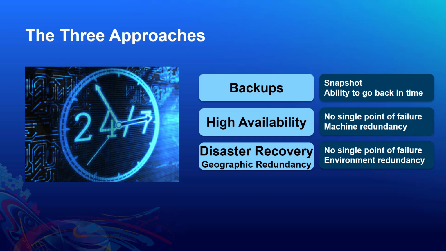The next is high availability. High availability ensures that there's no single points of failure within a data center. So there's multiple machines with the same role or function, and if one goes down, another can continue performing the same function. Then there's geographic redundancy.